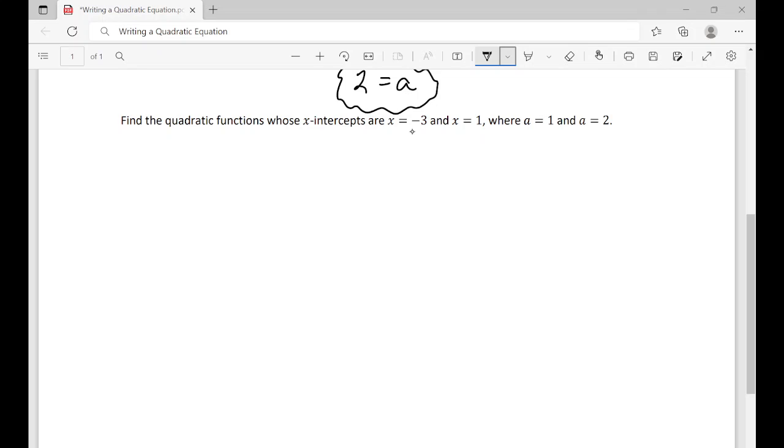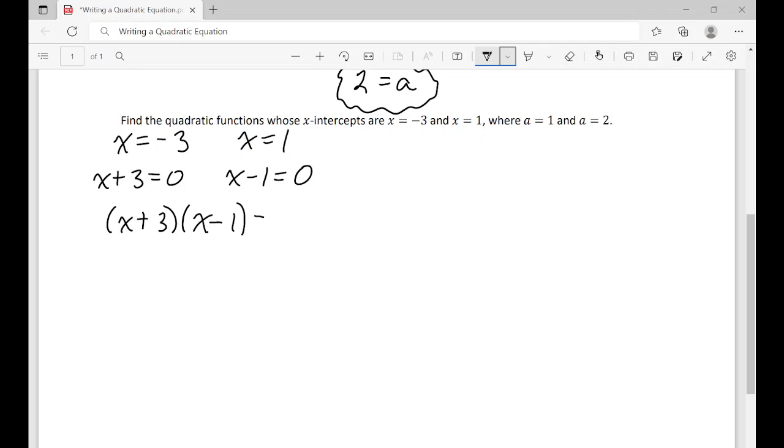So we know that x = −3 and x = 1, but instead, let's go backwards. Let's move everything to one side and set it equal to 0. So x = −3, x = 1, and we add 3 and subtract 1. We get x + 3 = 0 and x − 1 = 0. Since they're both equal to 0, we can multiply them back together, kind of like undoing solving. So (x + 3)(x − 1) = 0. If we were to FOIL this out, we get a quadratic equation.